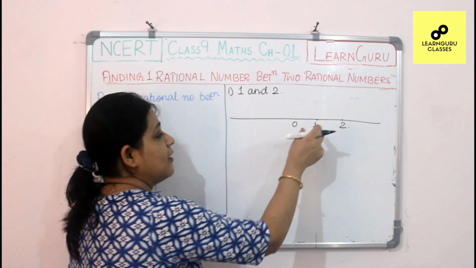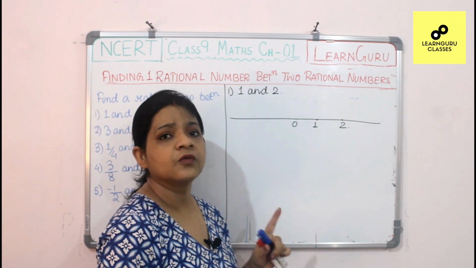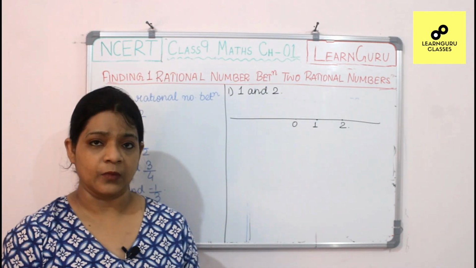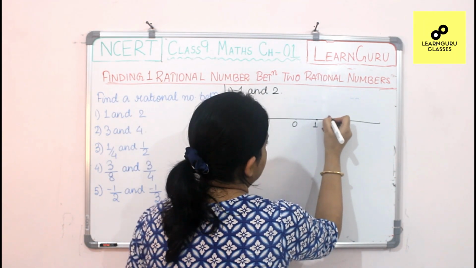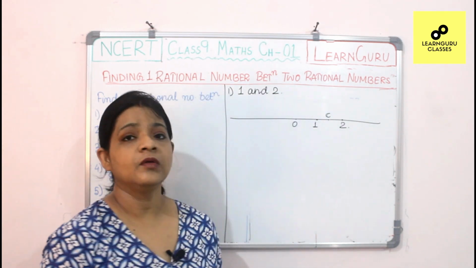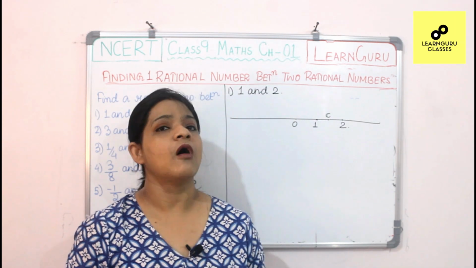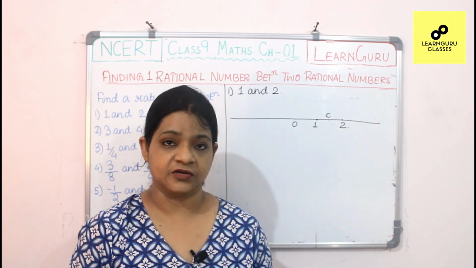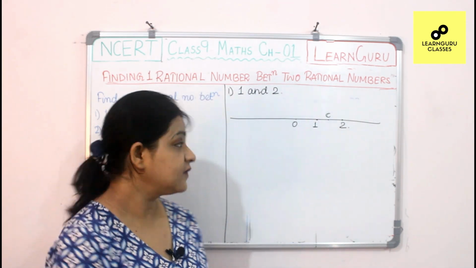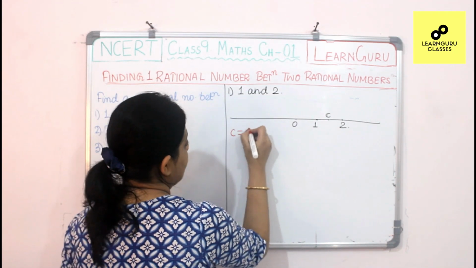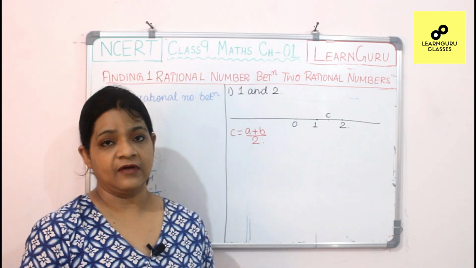There are an infinite number of rational numbers between 1 and 2, but you are asked to find only one number. For that, let's find the midpoint. Suppose C is the midpoint between 1 and 2. Since C is the midpoint, the mean value of 1 and 2 will come into the picture. How do you find the mean value between two numbers? Simply, C equals (A plus B) by 2 will give you the mean value.